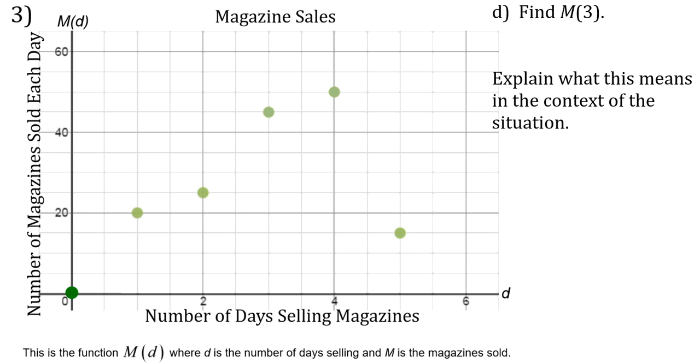Find m of 3 and explain its meaning. So m of 3, 3 is the input, so we find where that is on our graph, which is here, and we want to know its corresponding output. That's 45. So what does it mean? It means on day 3 you sold 45 magazines.